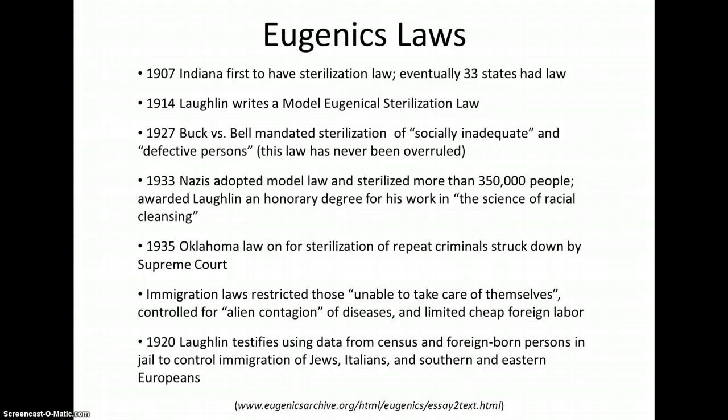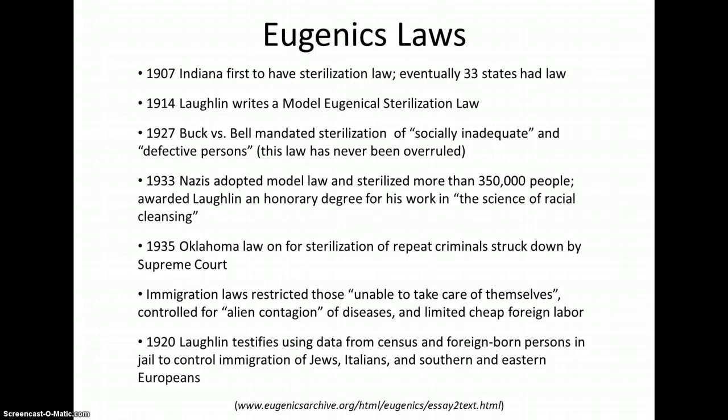We know the history of the medical experiments and things that were done with races and groups of people that the Nazis felt were subpar. The Nazis even awarded Laughlin an honorary degree for his work in the science of racial cleansing. Well, the backlash of what happened was caused by the Nazis, then started coming into America. And in 1935, the Oklahoma law for sterilization of repeat criminals was struck down by the Supreme Court. So the backlash of what happened with the Nazis and eugenics begins to start turning the attitudes toward it.